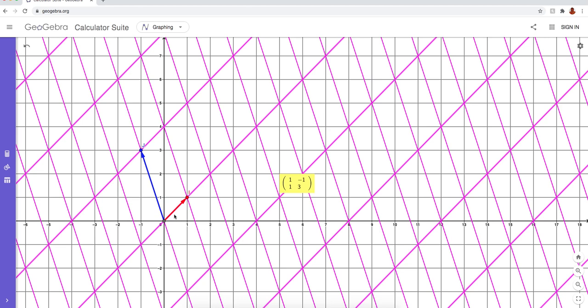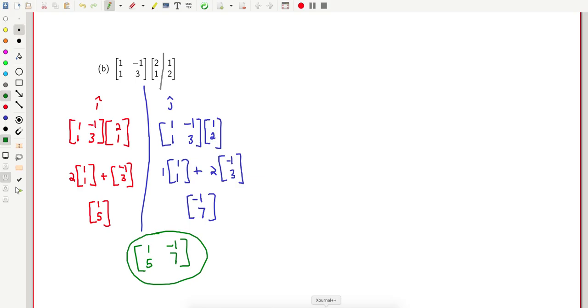So I hat again went to 1, 5. J hat went to negative 1, 7. So again, matrix multiplication is not commutative. The order in which we multiply matrices does matter.